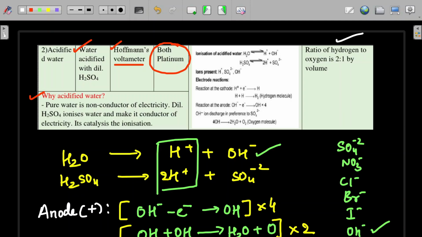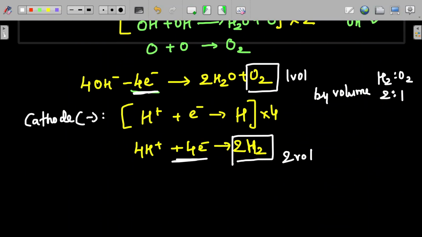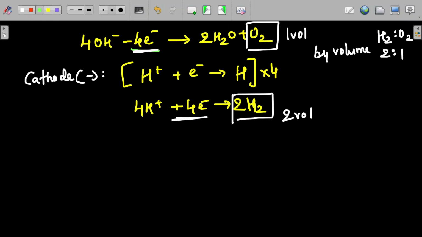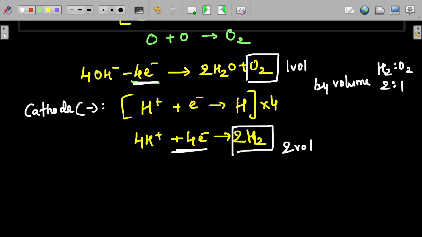Sometimes they ask you to give the reason for this. Why is the ratio of hydrogen to oxygen 2 is to 1 by volume during the electrolysis of acidified water? Okay. This one you may not get anywhere, so write it if you want. You have to use Avogadro's law here. Yesterday we learned Avogadro's law. What is that? Anybody remembers? What is Avogadro's law?